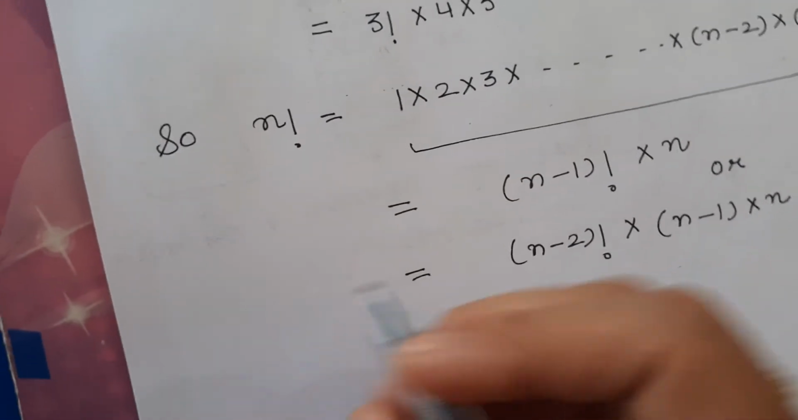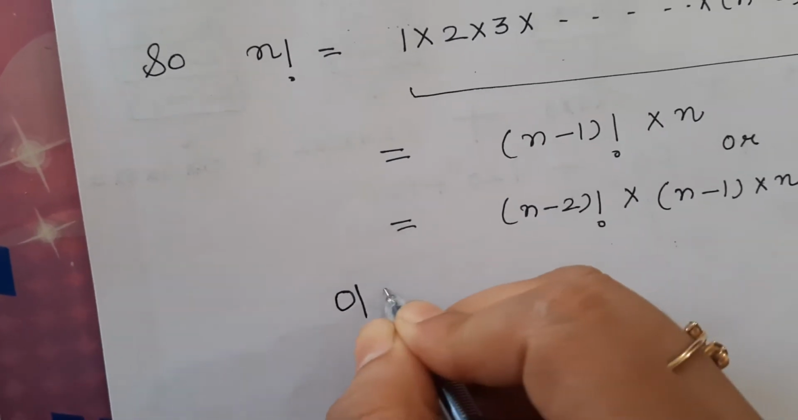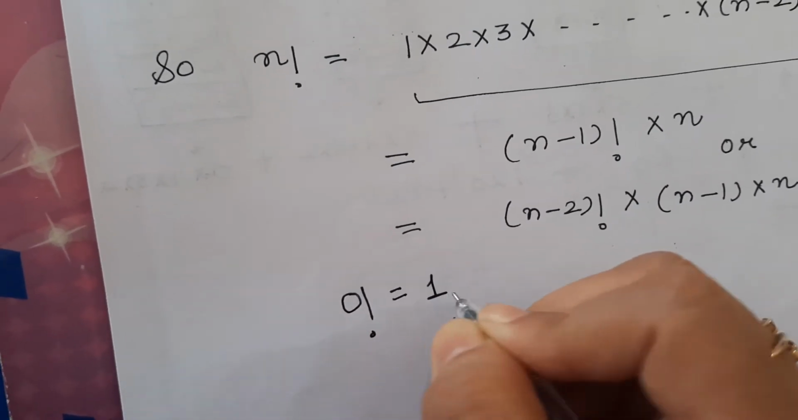And you also need to remember the value of 0 factorial. 0 factorial is always equal to 1.